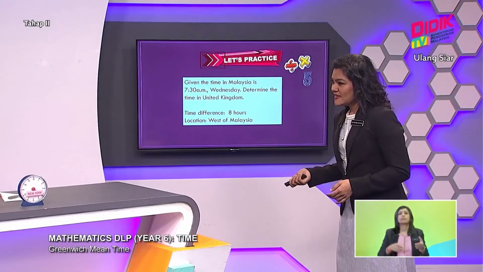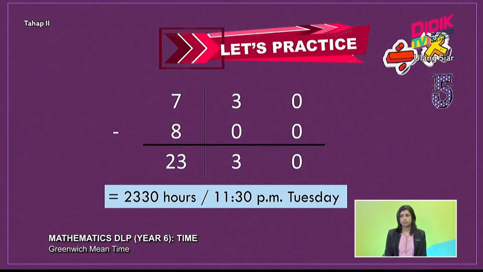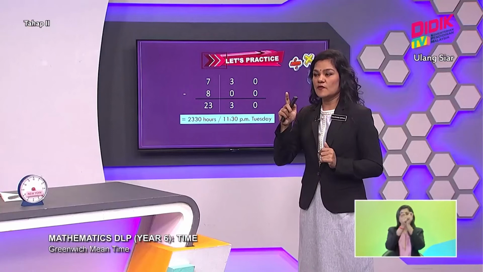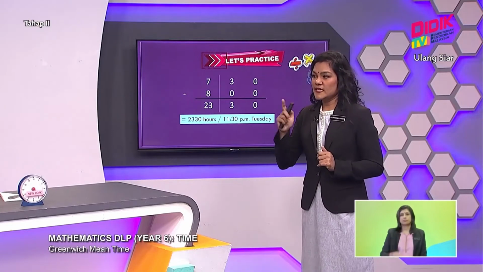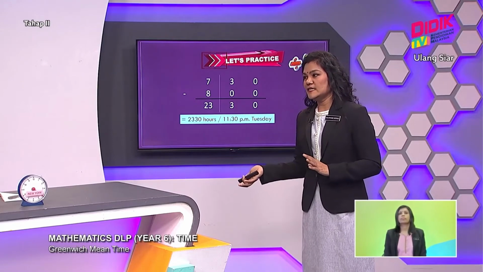When it's west, we have to subtract the time. Just see the screen: 7:30 a.m. in Malaysia, and the difference is 8 hours. When you subtract, you get 23:30. How is it possible to get 23? Could you minus 8 from 7? No. So in this case we have to convert. We add 24 hours to the 7, and then we minus the 8. So we get 23:30.